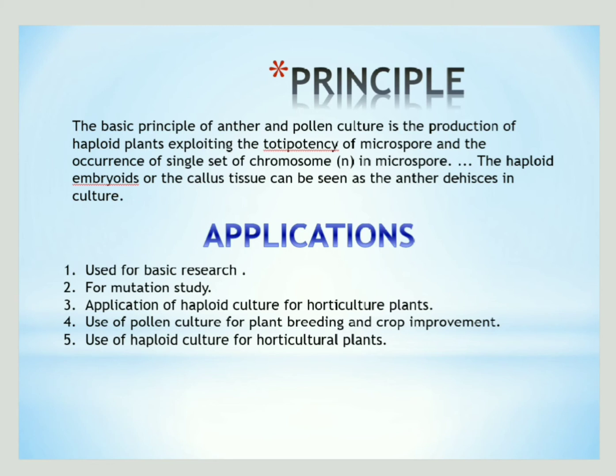Then we get haploid embryoids or callus tissue. Callus tissue means the unorganized growth, or the unorganized mass of cells, which we can see after some time of the culture, as the anther dehisces in culture, meaning when the pollen grains' initiation has started.